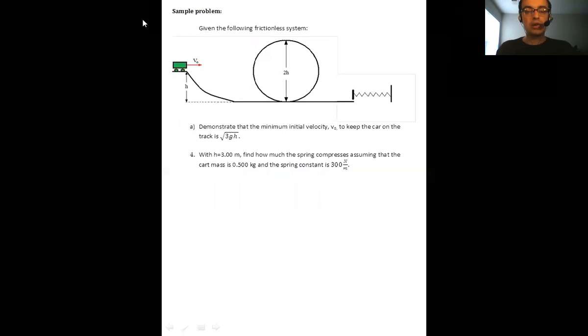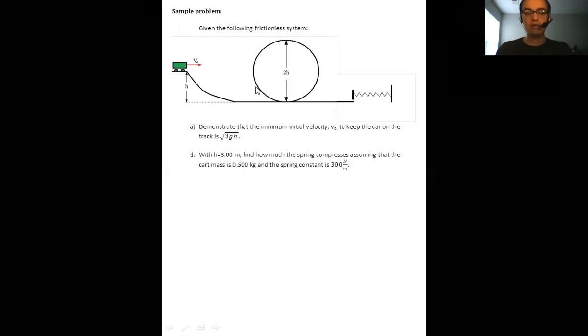All right, so one last sample problem. And this one's a little bit of a doozy, but we're going to go through it step by step and figure it out. So let's say we're given the following frictionless system. You have some cart or some roller coaster. You have a height here. You have a loop which is 2h tall, and you're told that this system is frictionless.